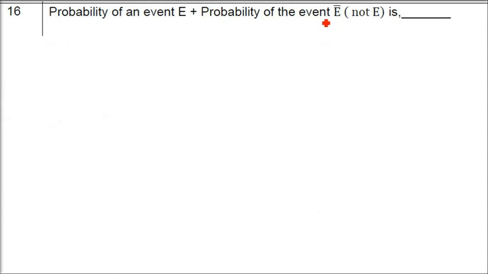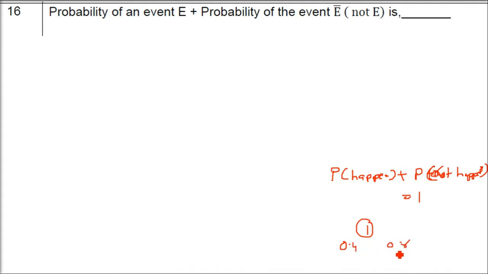Probability of an event E and probability of the event not E: the addition of the probabilities will always be 1. Please remember, probability of happening plus probability of the same event not happening, I am talking about the same event. If you add them, it is always 1. So if the probability of happening is 0.4, the probability of not happening will always be 0.6, because when you add them, it is going to be 1.